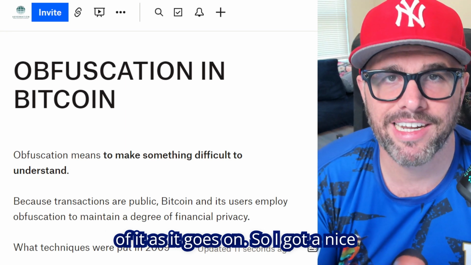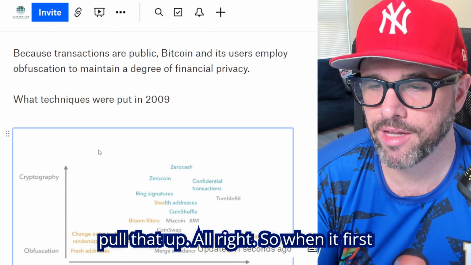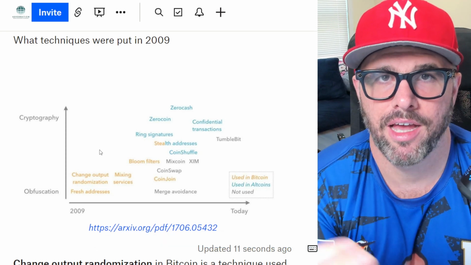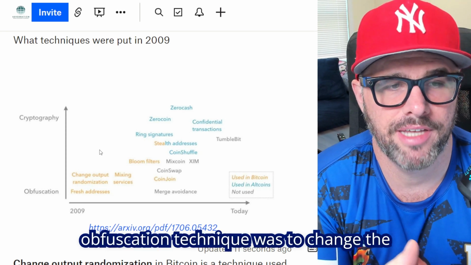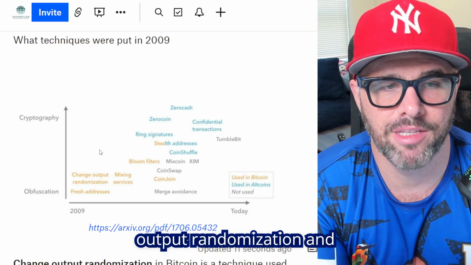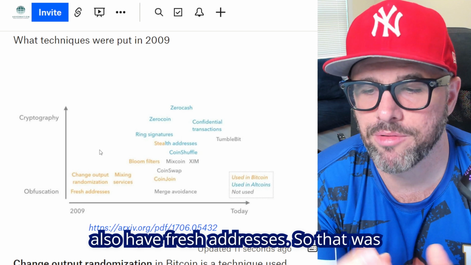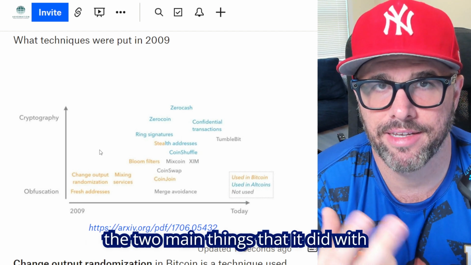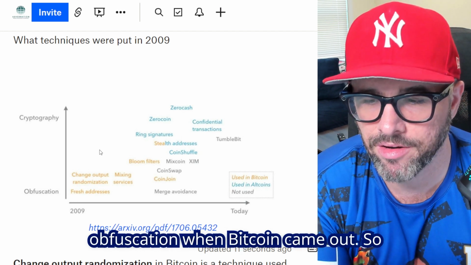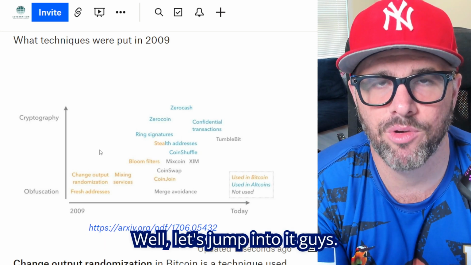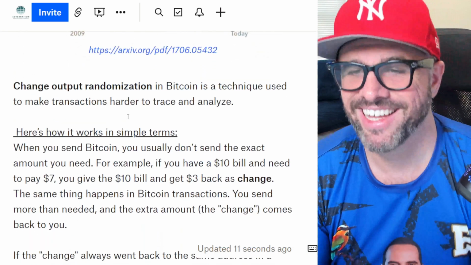So I got a nice little chart for you right here. Let's pull that up. All right. So when it first came out, the obfuscation technique was to change the output randomization and also have fresh addresses. So that was the two main things that it did with obfuscation when Bitcoin came out. So what the hell do change output randomization and fresh addresses mean? Well, let's jump into it, guys.